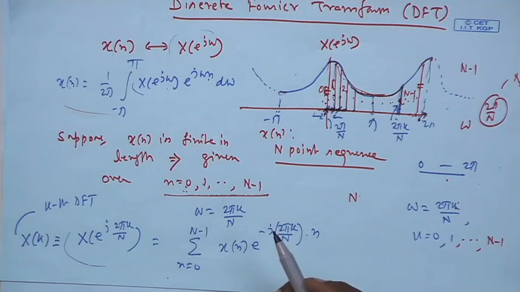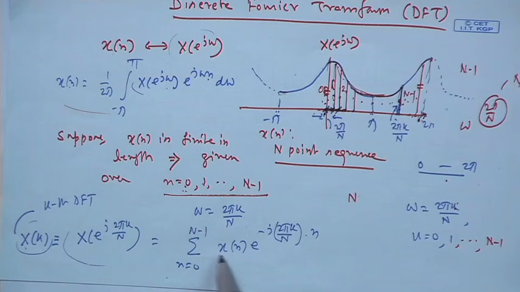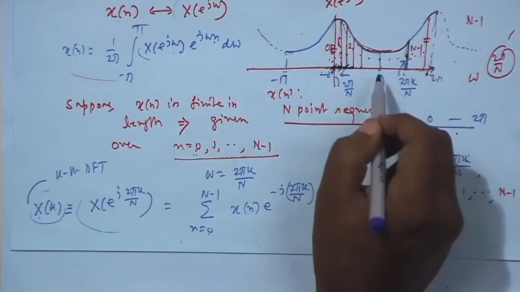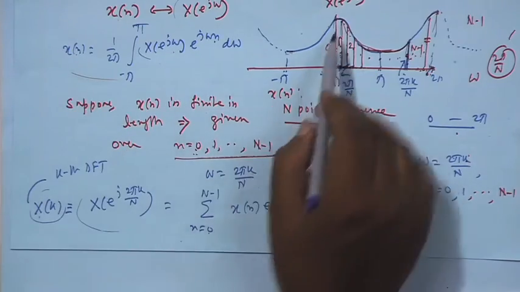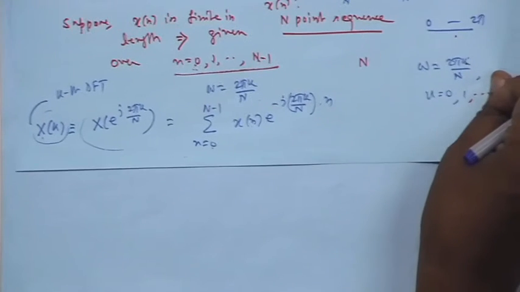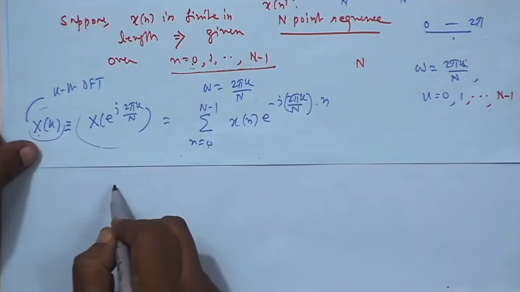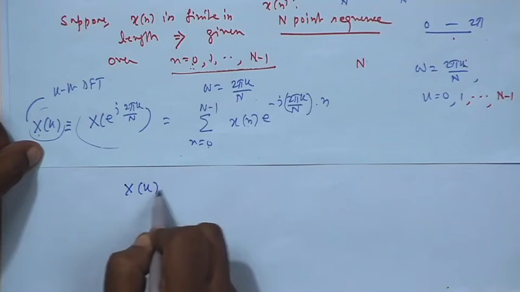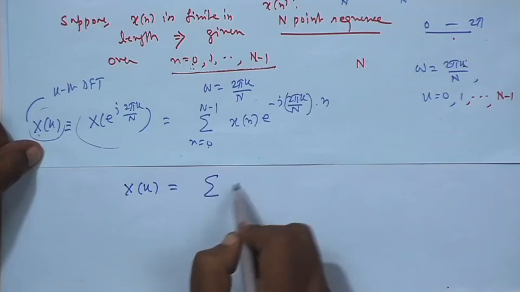But what is the big deal about it? My point is, given this capital X k, I would be able to get back my x n for n equal to 0, 1, up to capital N minus 1, which means the samples are good enough for me to reconstruct x n. I do not need the entire envelope and an integral calculation to get back x n. So, for that we see this: given X k, I am rewriting that same expression.